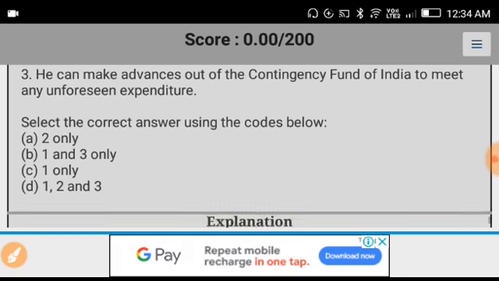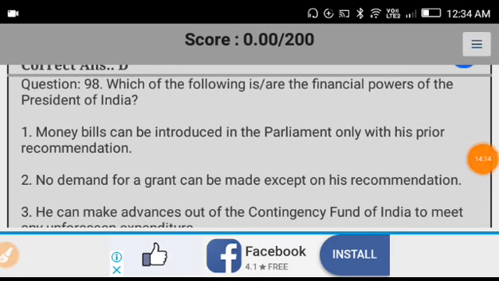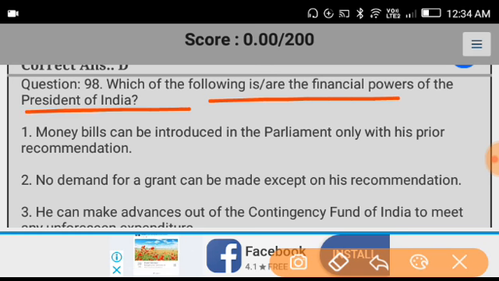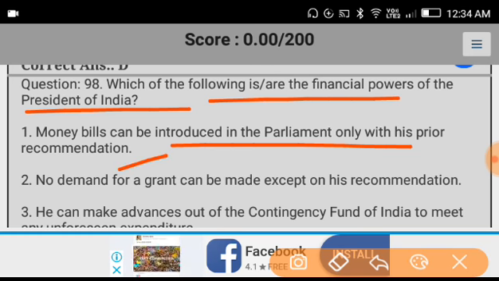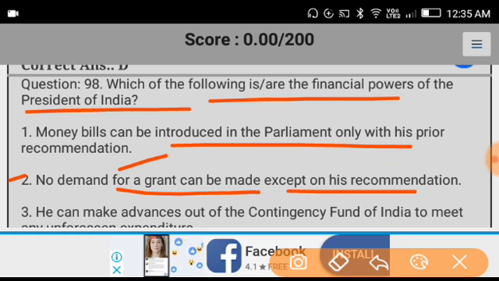So our next question. Which of the following are financial powers of the President of India? Money bills can be introduced in the Parliament only with his prior recommendation. Yes, it is correct. These are financial powers of the President. Second, no demand for a grant can be made except on his recommendation. Only the President's recommendation.